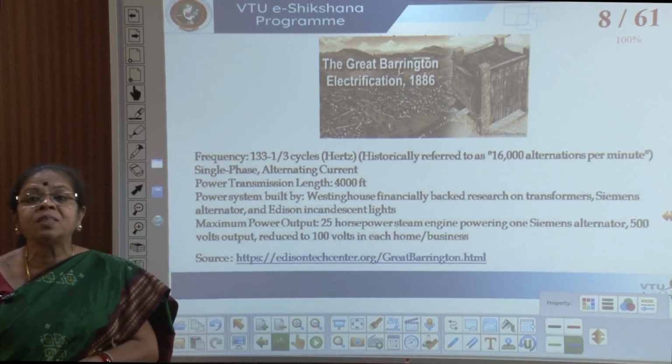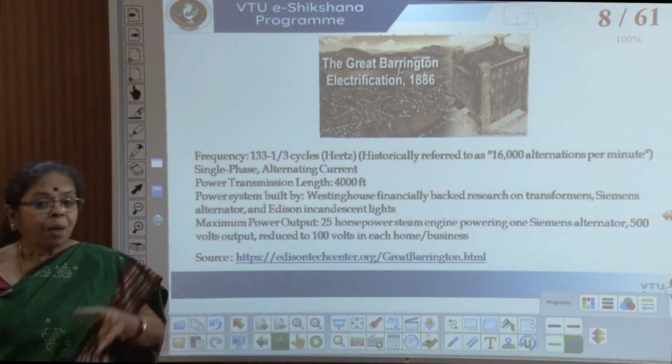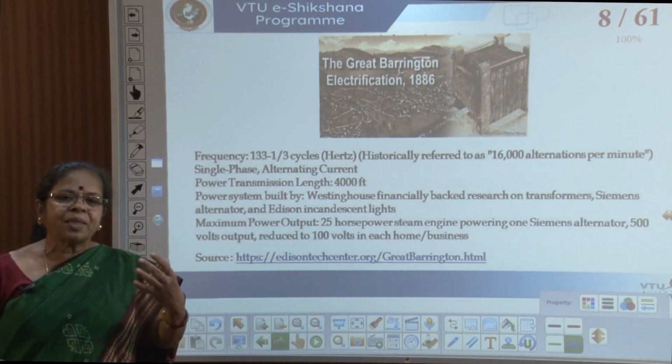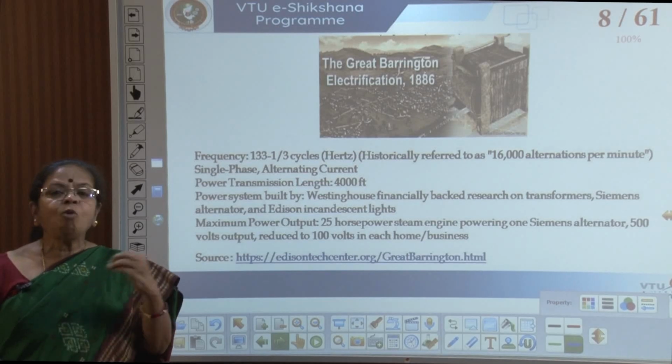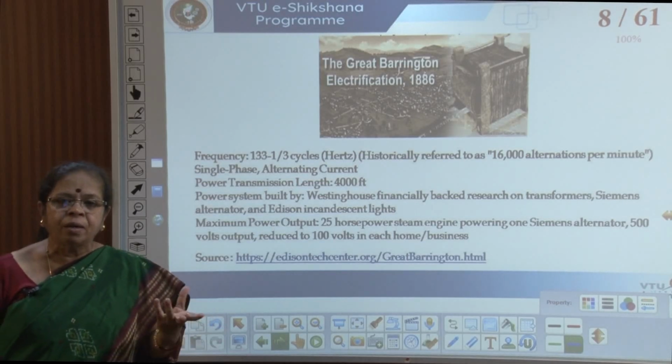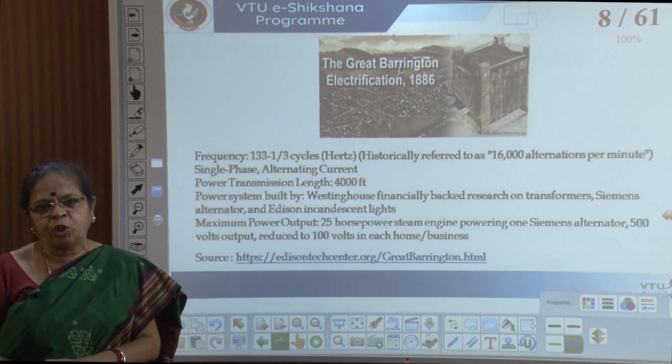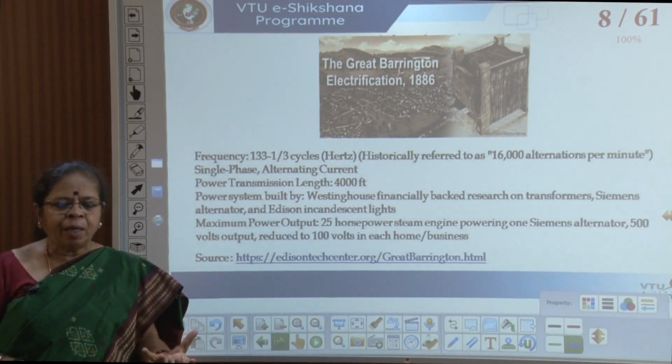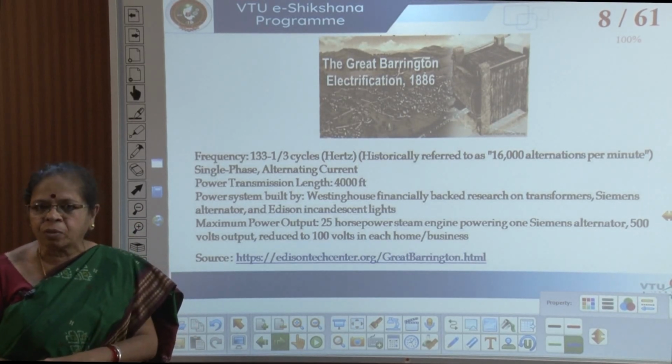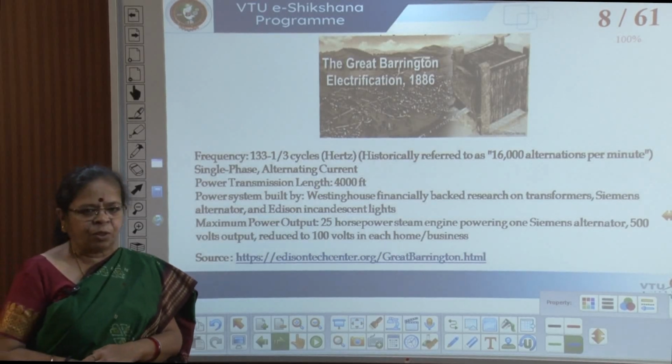So, this was the first transformer design. I am giving you this because I want you to understand the history of evolution and how beautifully in a short span of 100 years the entire power system has changed from a very, very primitive level to a very, very sophisticated modern power system.